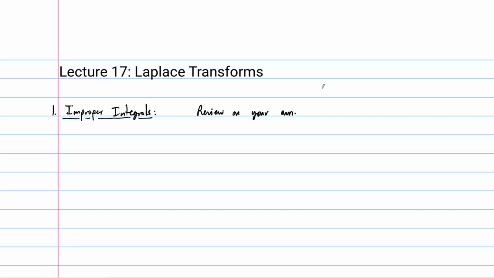What we would like to review just very briefly here, basically all I'm going to do is write down the definition of a type 1 improper integral, because those are the type that we're going to be most focused on in this lecture and in dealing with Laplace transforms. So a type 1 improper integral is an integral of the form integral from a, some constant, to infinity, f of t dt, and in this case the infinity is what makes this improper.